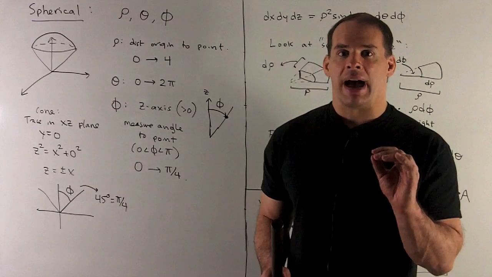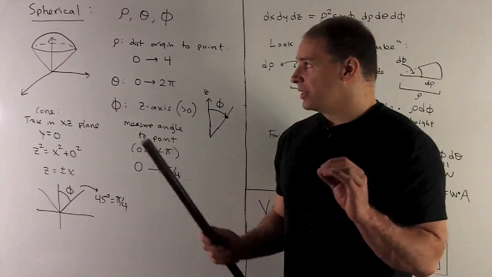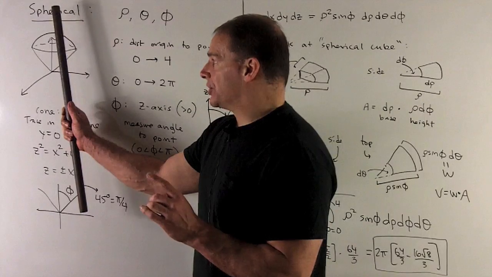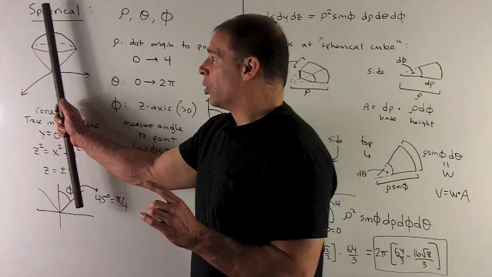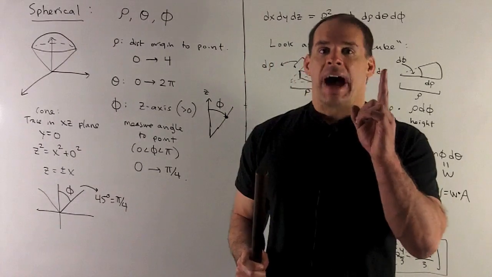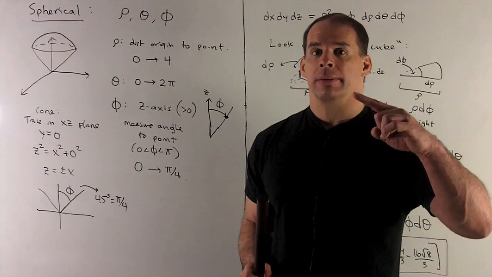Only thing we need to worry about is phi. Now, one thing you can do is, if you eyeball it, you'll notice we start at 0, which is the positive z-axis. We're going to come down to the 45-degree line. So in phi, we start at 0. We stop when we get to pi over 4.